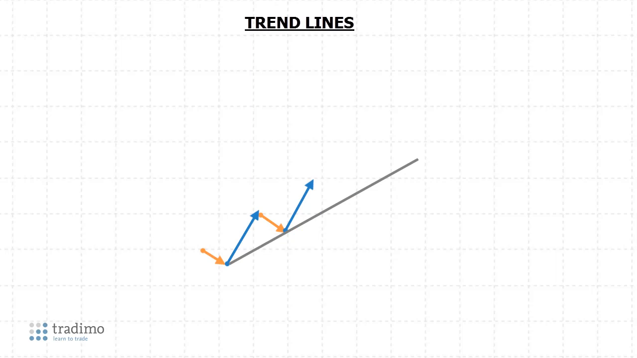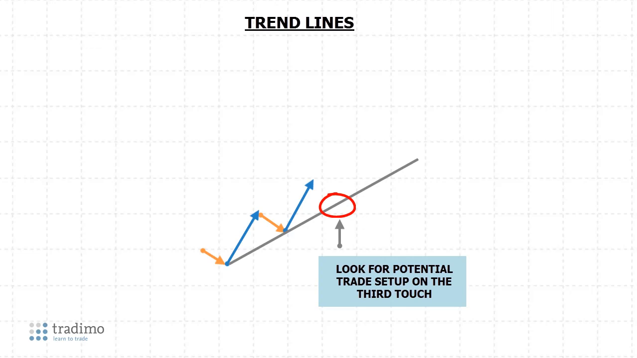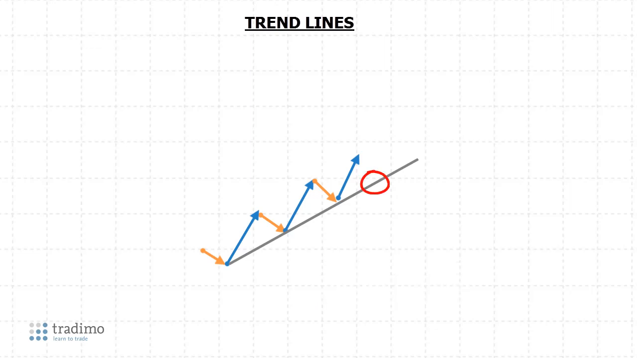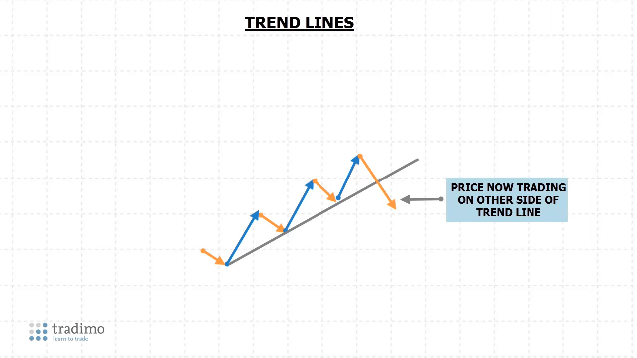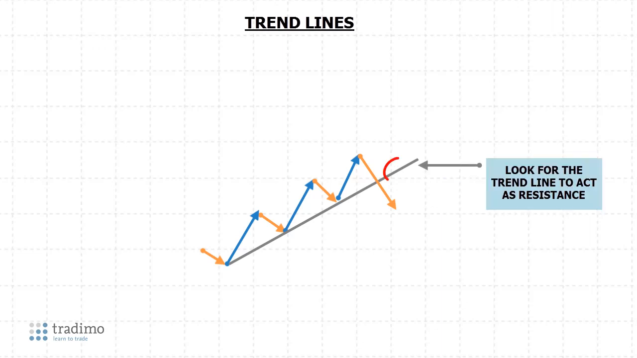We will look for potential long trades when price returns to the trend line for the 3rd time. When the trend line eventually gets broken and price trades on the other side of the trend line, look for the trend line to now act as resistance.